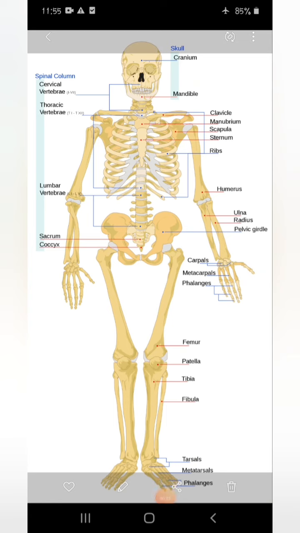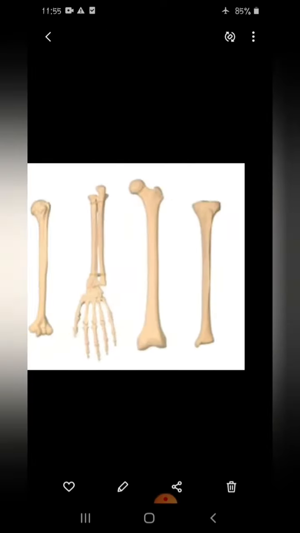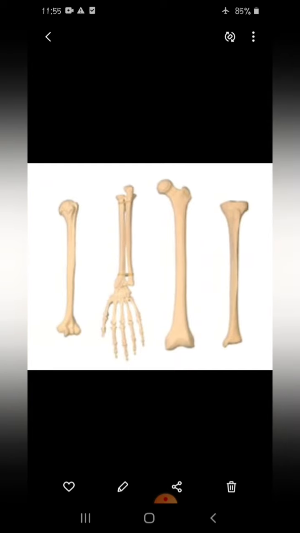Children, this is the skeleton. Inside our body, bones are arranged in this manner only, so this is called the skeleton. Skeleton is nothing but the arrangement of bones in our body. Bones are the hardest part in our body, and along with the muscles, the bones are used to move. These are the bones.